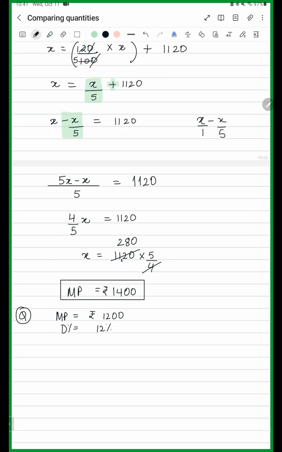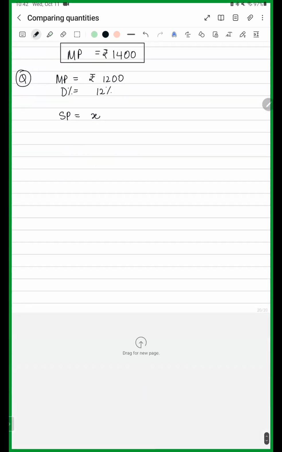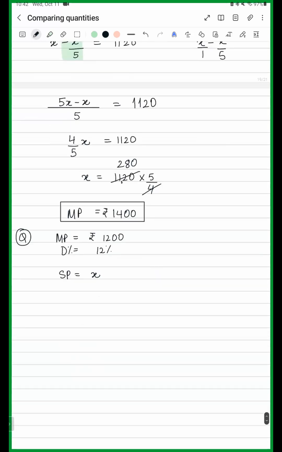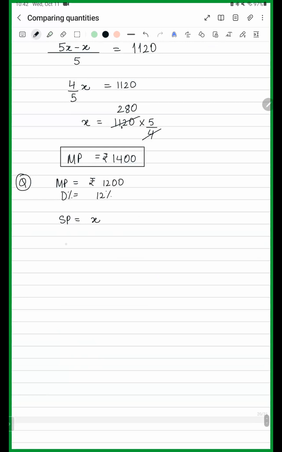Discount percent is 12%. Now we have to find the discount, because if we don't have it, we cannot find SP. Let's call the SP X. Then next, what do we have? Let's write the main formula that we know: discount is equal to the discount percentage of MP.